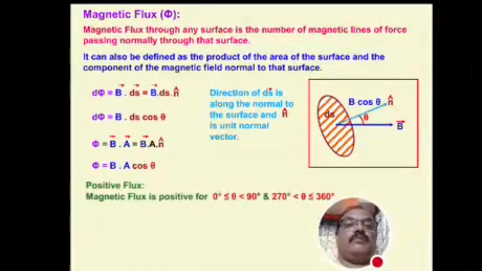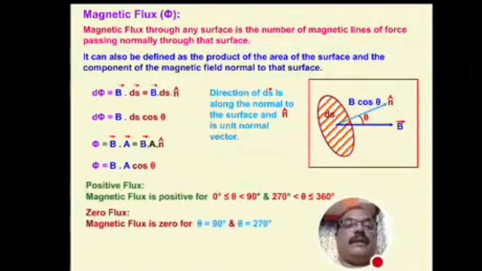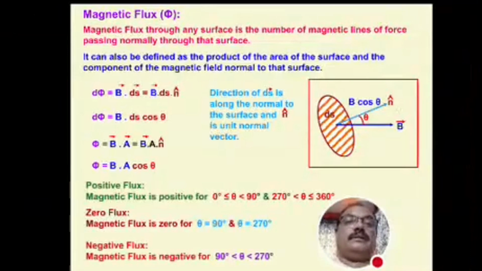Then the sign of flux depends on theta. If theta lies between 0 and 90, it will be positive, and if it is between 270 and 360, then it will again be positive. Negative comes when theta is between 90 and 270. The magnetic flux will become 0 when theta is 90, because cos 90 is 0, and cos 270 is also 0.